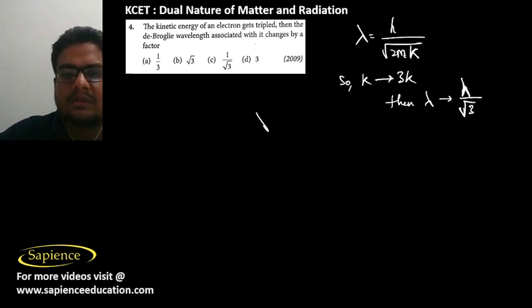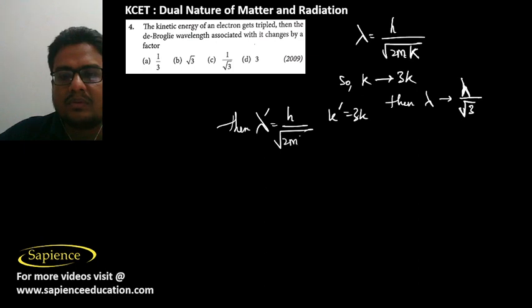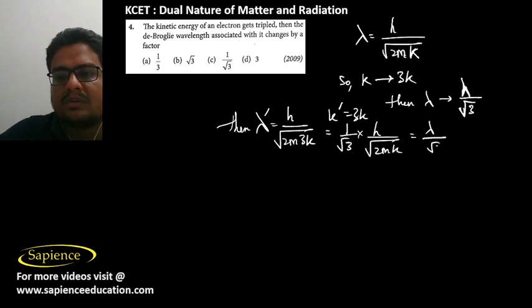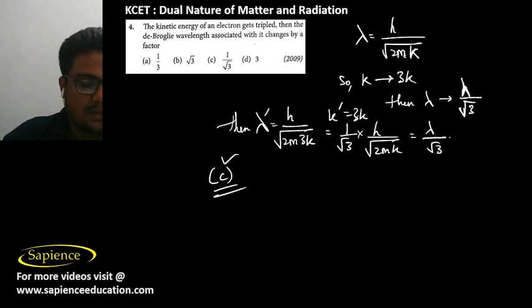If the new kinetic energy is 3k, then the new de Broglie wavelength, lambda dash, is h by root over 2m into 3k, which is equal to 1 by root 3 into h by root over 2mk, which is equal to lambda by root 3. So the wavelength changes by a factor 1 by root 3. Option C is the correct answer.